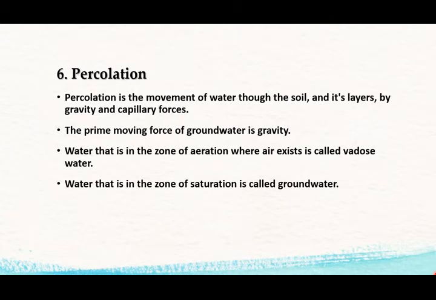Now the next phenomenon is percolation. Percolation is the movement of water through the soil and its layers by gravity and capillary forces. The prime moving force of groundwater is gravity. Water that is in the zone of aeration, where air exists, is called vadose water. Water that is in the zone of saturation is called groundwater.